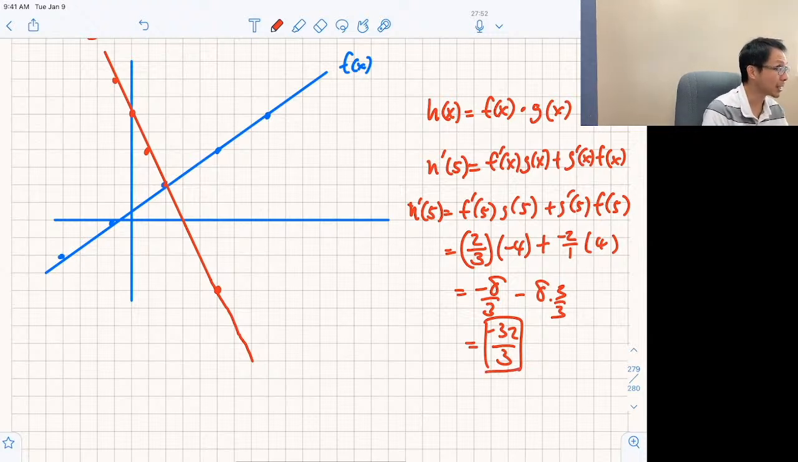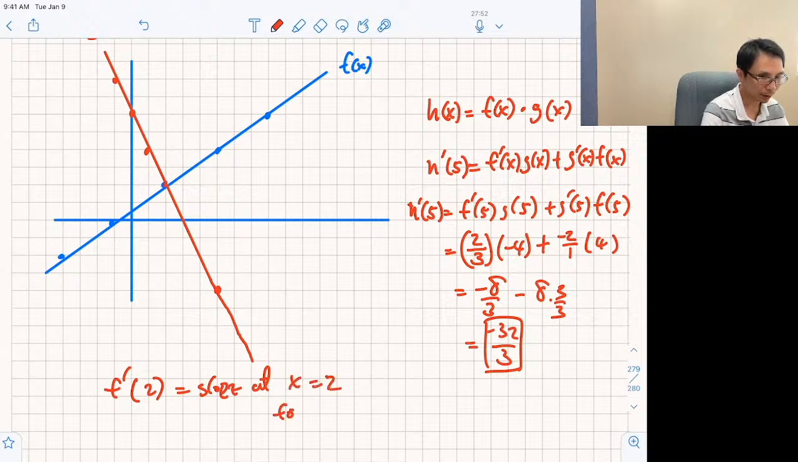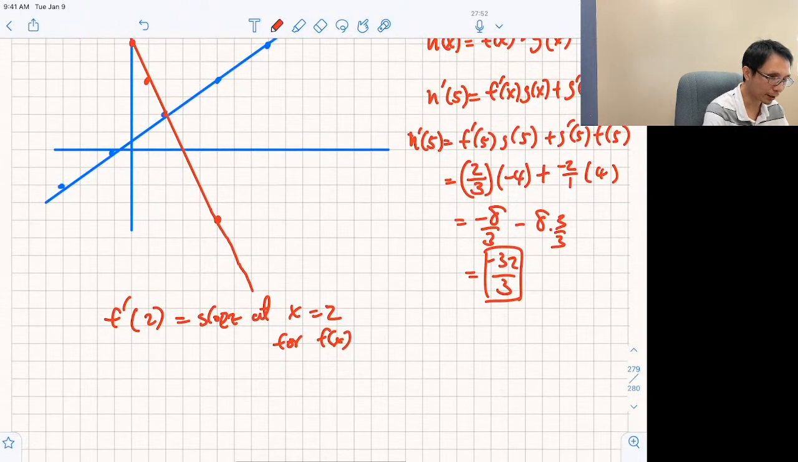So this is called a generic derivative. But make sure you understand, when I ask you f prime of 2, that means the slope at x equal to 2 for f of x. Does that make sense? Now, if I ask you what is f of 2, that means the output at x equal to 2. What is the y value?